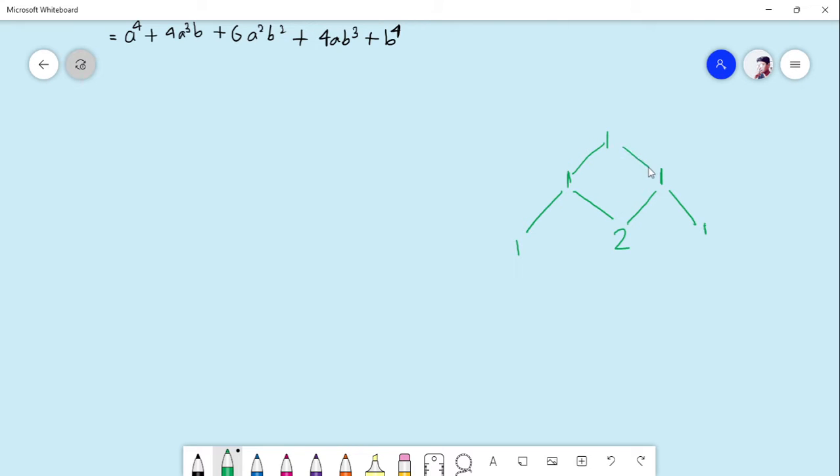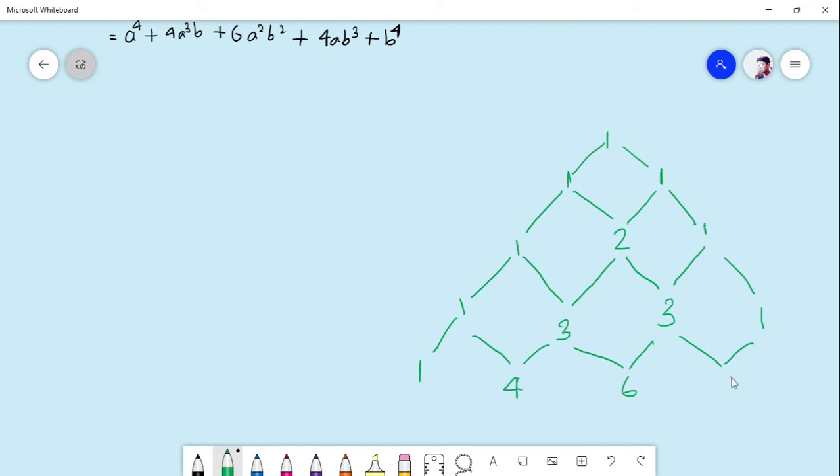So there are three ways to get here, three ways to get here, one way to get here, just this, and one way to get here. And this is the fifth line, and this is what we really care about when we are expanding something to the fourth level, because it's when n equals 4. There are 6 ways to get here, 4 ways to get here, and just one way to get here.